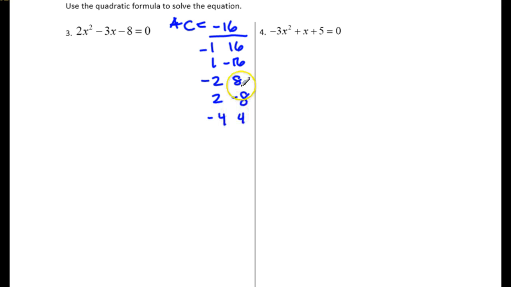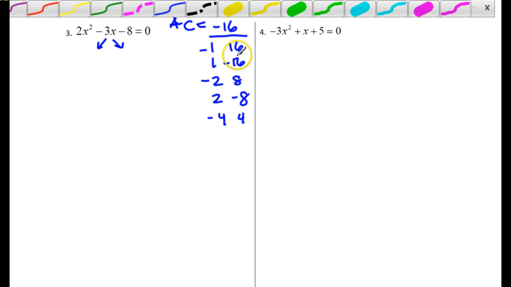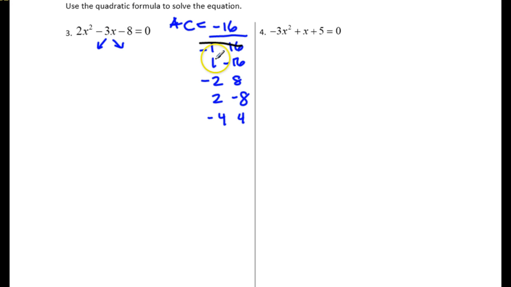So then, remember, I have to find the pair and I have to split the middle term, right? So if I do this one, I need to add up to make a negative 3. Negative 1 plus 16 is positive 15. So that one does not work. 1 plus negative 16 is negative 15. That doesn't make my negative 3. Negative 2 plus 8, positive 6, doesn't work. 2 plus negative 8, negative 6, doesn't work. Negative 4 plus 4 is 0. So I am unable to factor this.